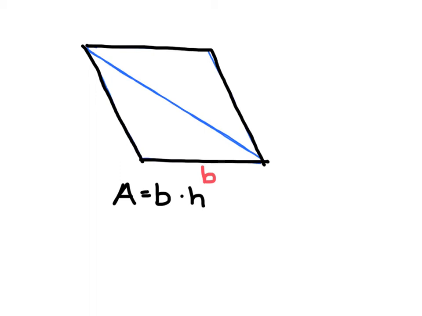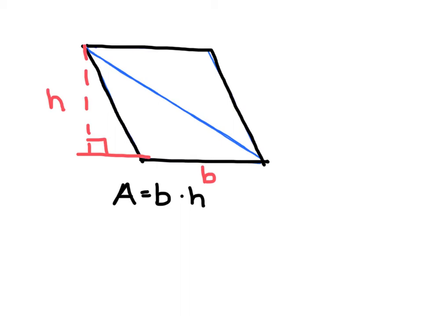thinking about the best place to draw in the height. The height would be up and down like this. And I could have drawn that height in here anywhere. I could have drawn it here, I could have drawn it here. Remember, the important thing about the height is that it always makes a right angle.